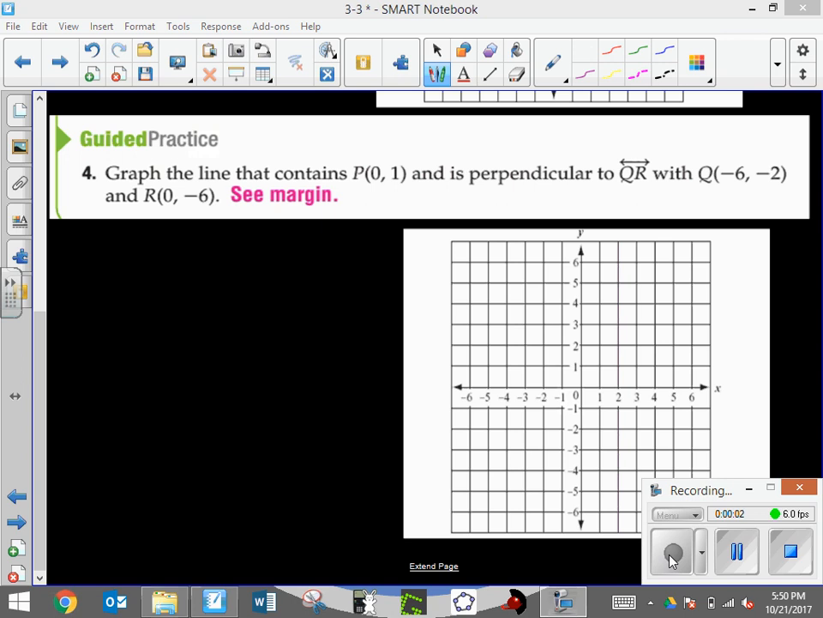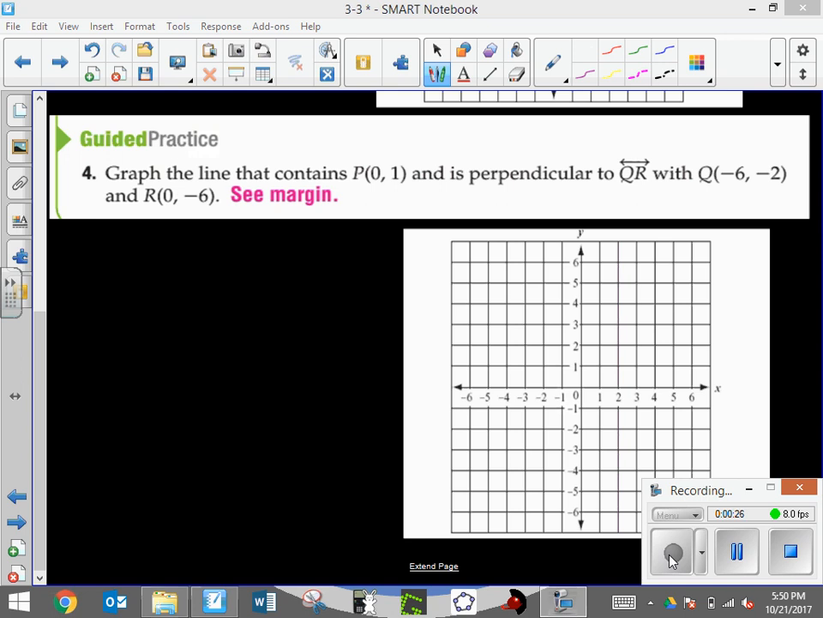All right, the last example. It says graph the line that contains point P at (0, 1). Now, in order to graph a line, I need 2 points, but they give me some more information to help me find a second point. It wants me to graph a line that is perpendicular to another line. Well, we just looked at finding the relationship between perpendicular lines.